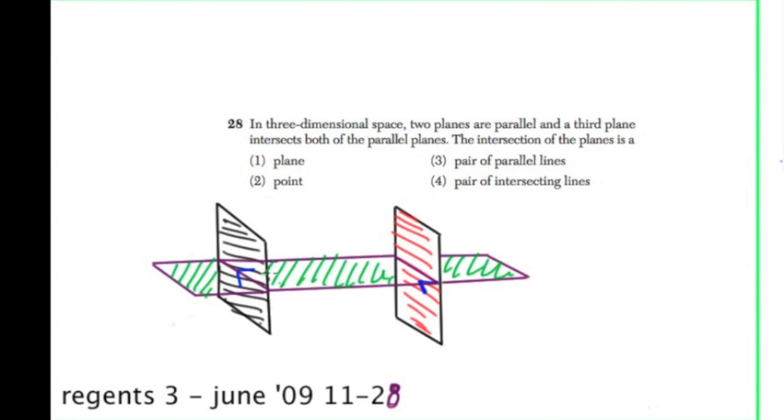The intersection of the planes produces a couple interesting things here. The intersection is just this line over here and this line over here. And if you know your rules of 3D geometry, these lines are parallel. Cool diagram. So the intersection is a pair of parallel lines. And that is choice 3.